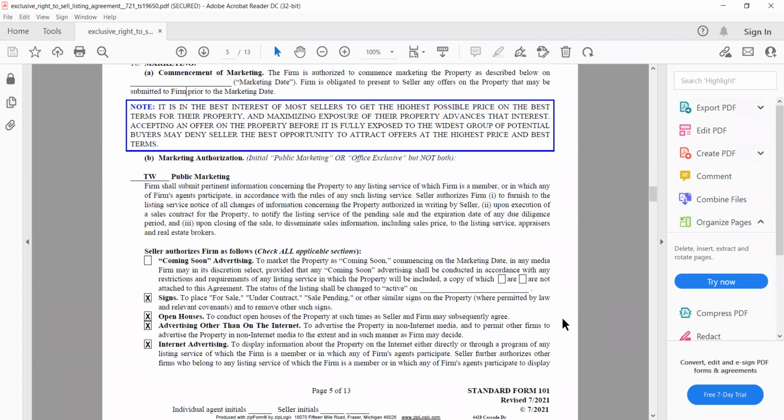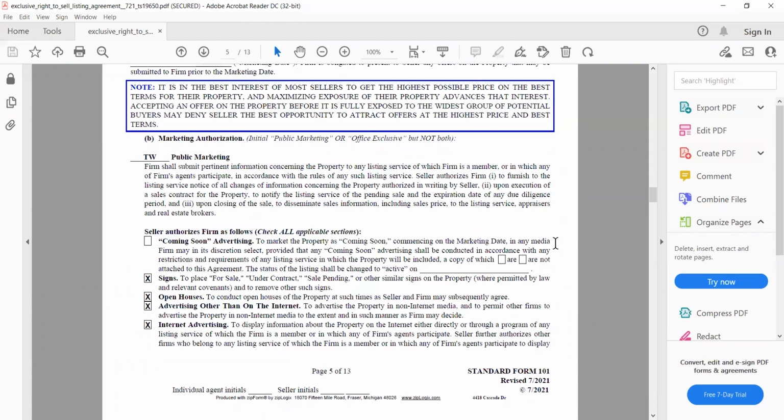Okay, public marketing. This is another box that we initial, and it says, firm shall submit pertinent information concerning the property to any listing service of which firm is a member or in which any of firm's agents participate. In accordance with the rules of such listing service, seller authorizes firm to, number 1, furnish the listing service notice of all changes of information concerning the property authorized in writing by seller. Number 2, upon execution of a sales contract for the property, notify the listing service of the pending sale and expiration date of any due diligence period, and so on.